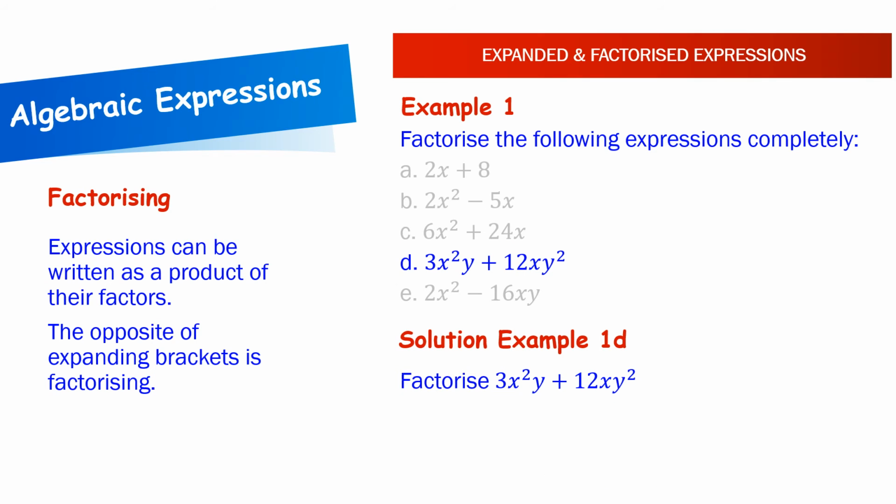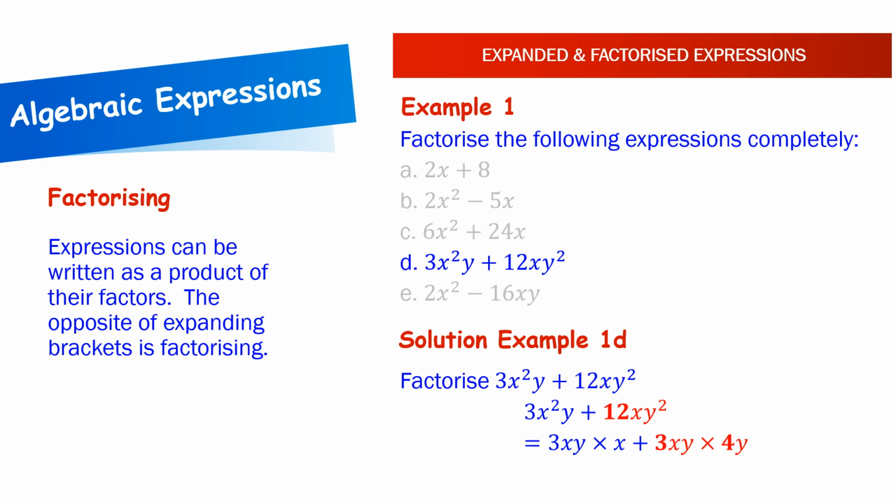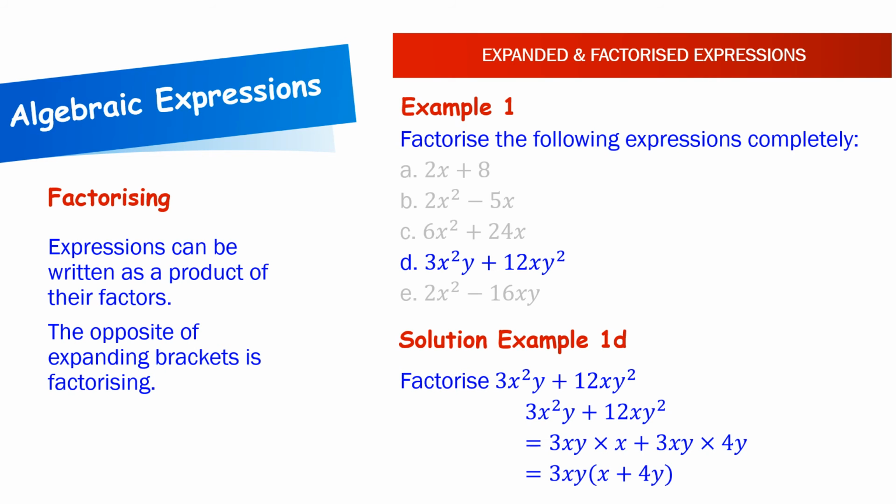Now for example 1d. So 3xy is positioned at the start of each term because it's common to both terms, as you'll see. Here we have 12xy squared expressed as 3xy times 4y. Notice the 3 and the 4, which have been put in bold, when multiplied together give us 12. And now 3xy can be positioned outside the brackets and the rest inside.